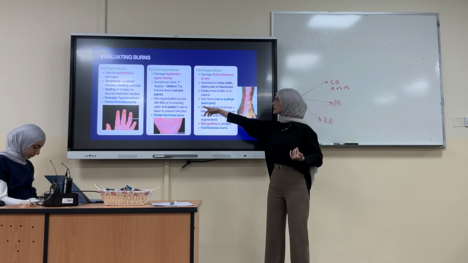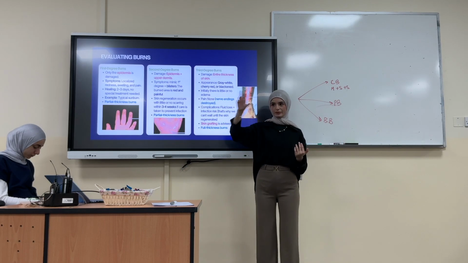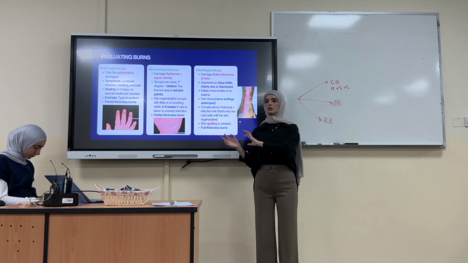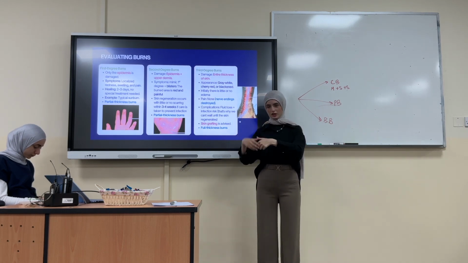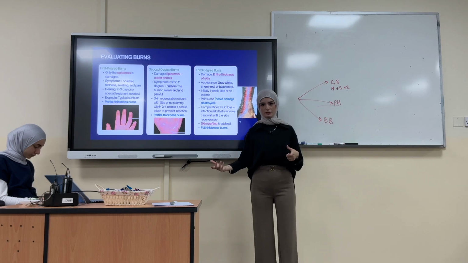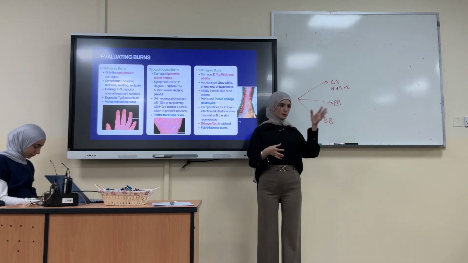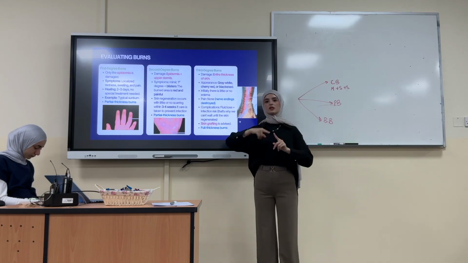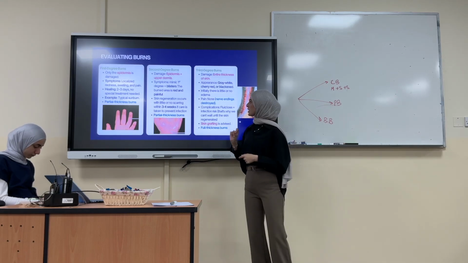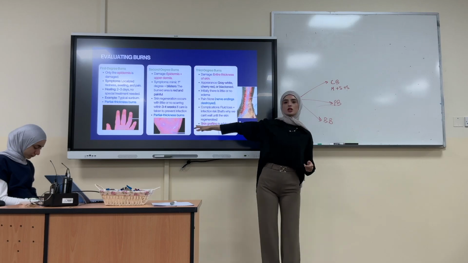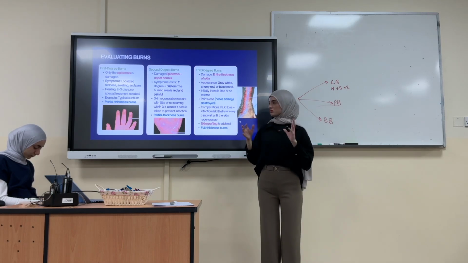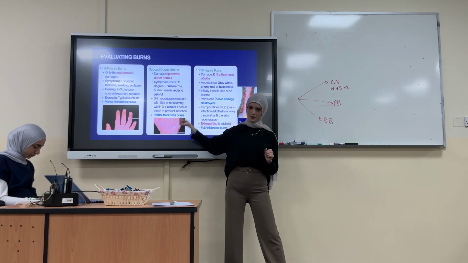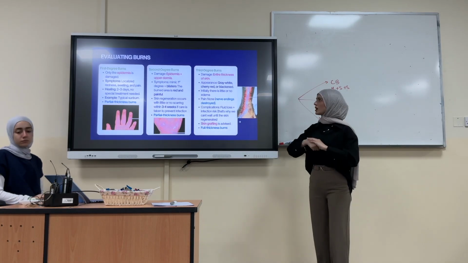Like, second degree, they affect what? Epidermis and the upper dermis. Their symptoms include the ones that we see in the first degree plus what? Plus blisters. So you have redness, you have swelling, you have pain, plus blisters. Skin regeneration can occur within 3 to 4 weeks. So like a month, and these are also partial thickness burns. Make sense?